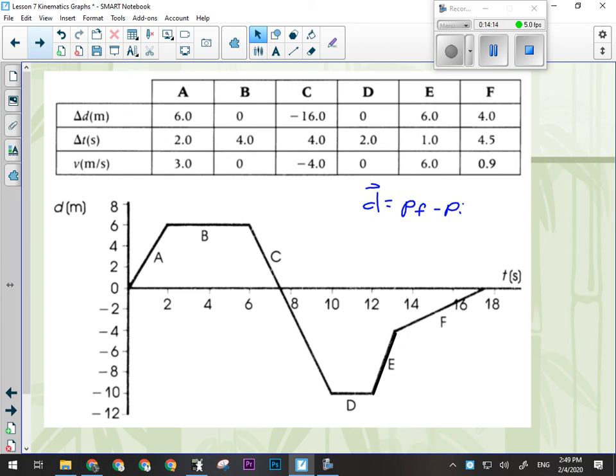Okay, how many people think they got it? How many people need a minute or two? Okay, we're ready to just go over it then?